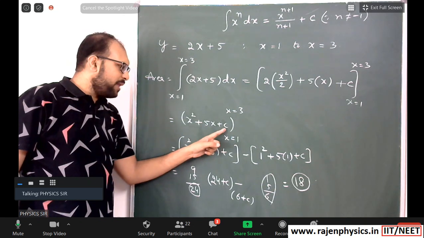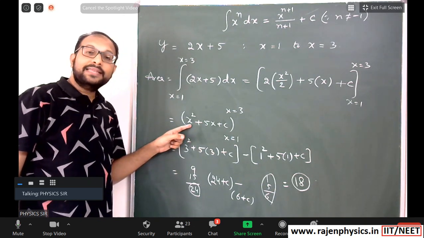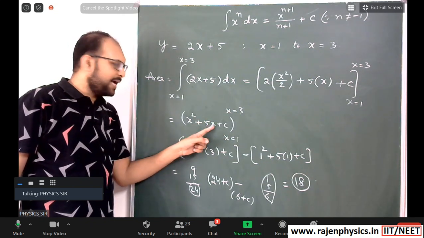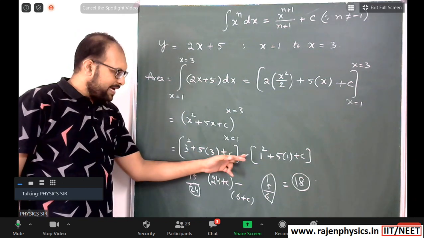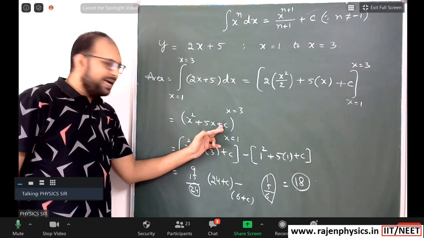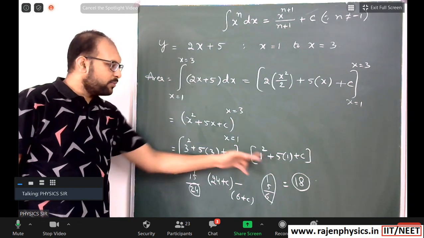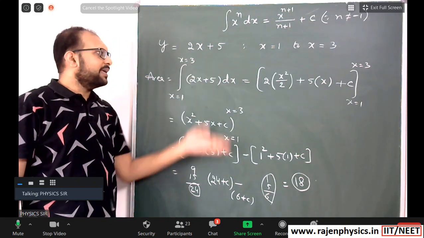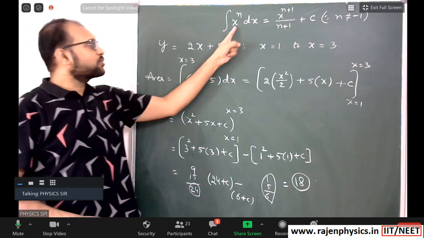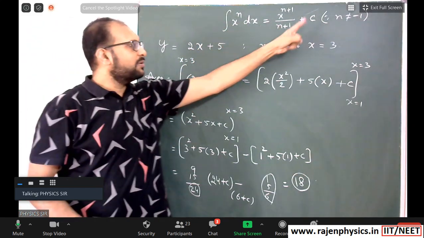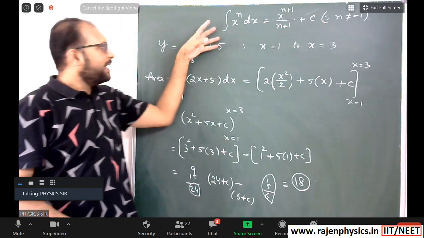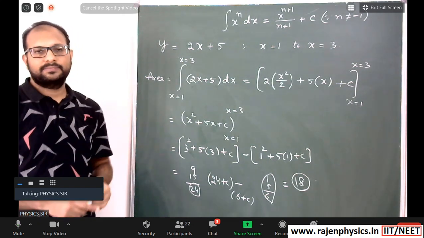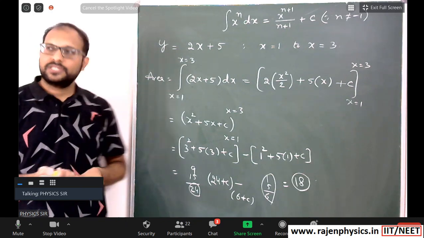Wherever the x value is there, in that x place, substitute the upper limit x equal to 3, minus, wherever x is there, substitute the lower limit 1. Then simplification. So this is the integral of x to the power of n dx, n not equal to minus 1, covering indefinite integration and definite integration combinations also. Right, students?